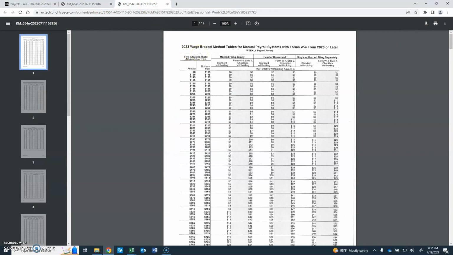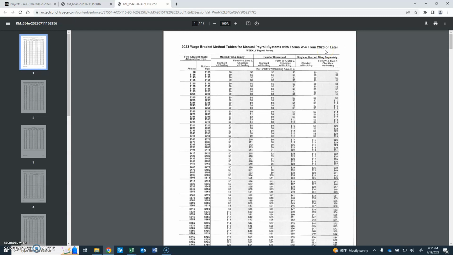Okay, so here we have our publication 15T, which has all the tax tables in it, and you are looking for the wage bracket method for payroll systems with Forms W-4 from 2020 or later.